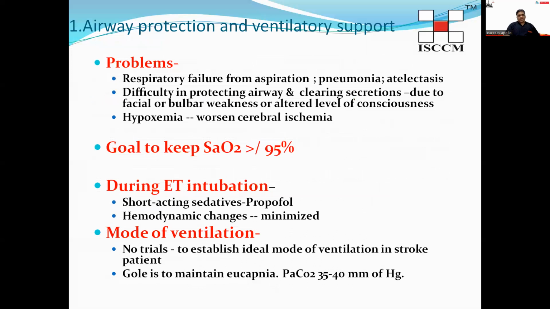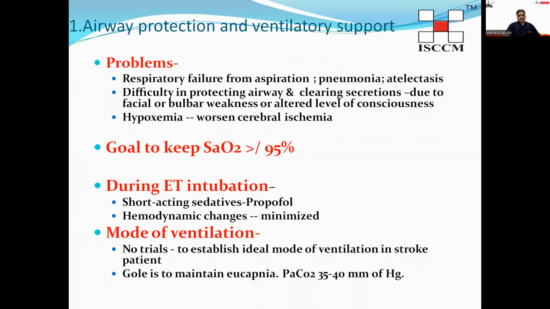Coming to airway and ventilatory support, why do we need airway protection? Because if the patient has a brainstem infarct, they cannot breathe, they will have aspiration. So to prevent aspiration pneumonia, to prevent atelectasis, you have to secure the airway. And if the patient is unable to clear the secretions due to bulbar weakness or altered level of consciousness, you have to secure the airway and prevent hypoxemia, because hypoxemia will worsen the cerebral ischemia.